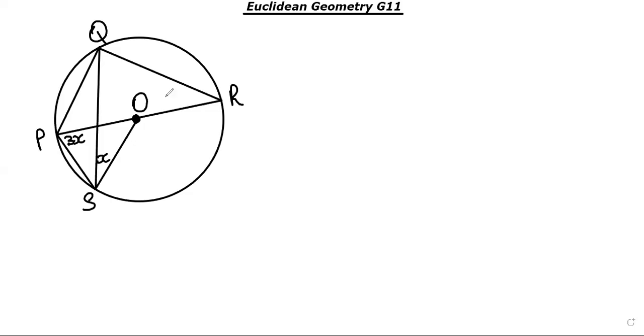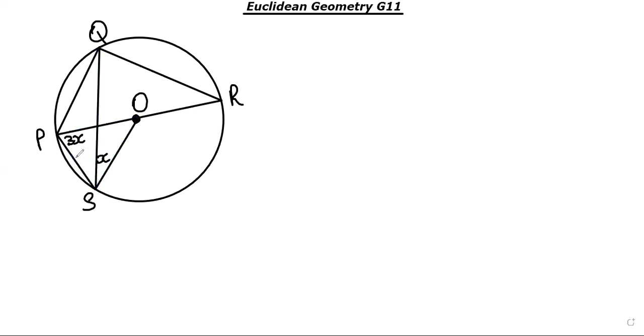So in this case, P, Q, R, and S are points on the circumference of a circle with center O. POR, or simply PR, is the diameter of the circle, and angle QSO is equal to x. Angle OPS is equal to 3x.